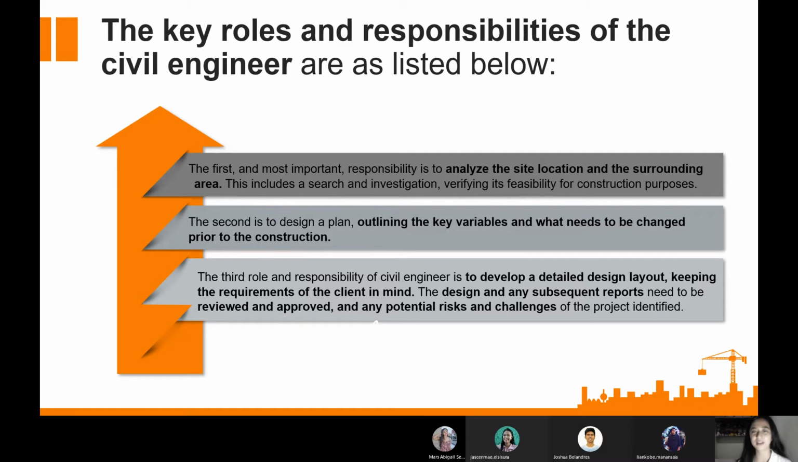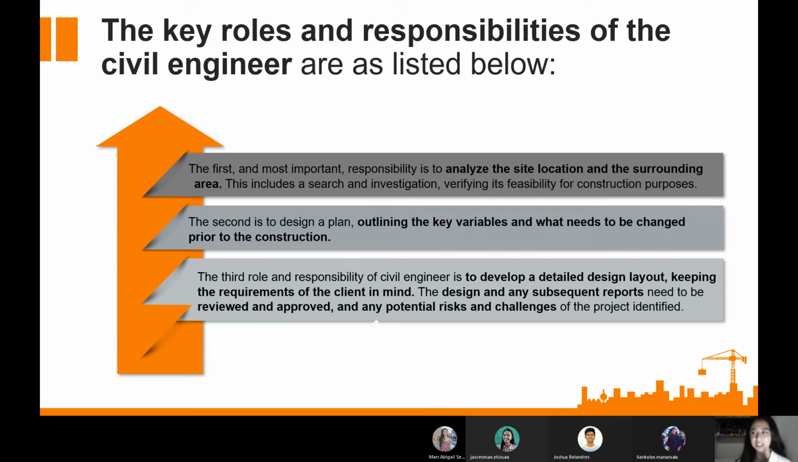Engineers should make sure that the soil could uplift the building, because the engineers are the ones responsible to take charge if the strength of the soil in that field could uplift the building infrastructure. The second is to design a plan outlining the key variables and what needs to be changed prior to the construction. So, in a construction, we can secure or assure that the plotted plan will be followed and online.